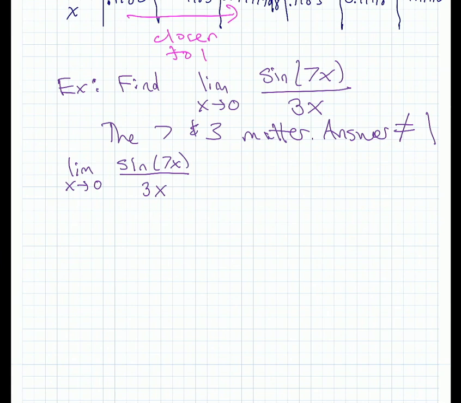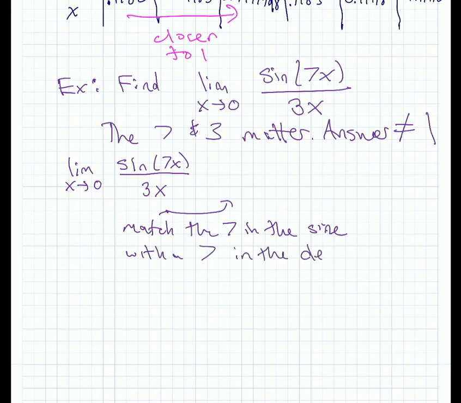Here's how I would do it. If you've got a 7 in the numerator, then you need to match it in the denominator. So you want to somehow match the 7 in the sine with a 7 in the denominator.